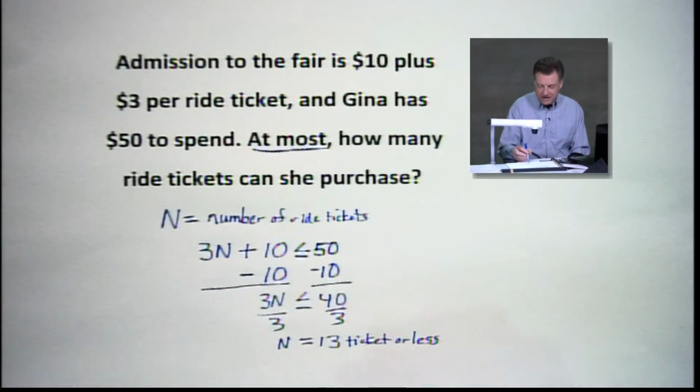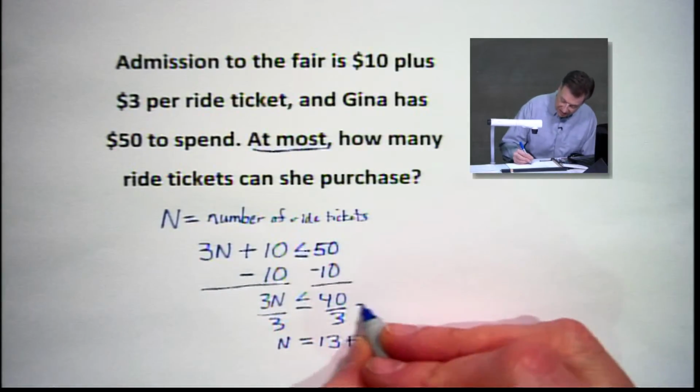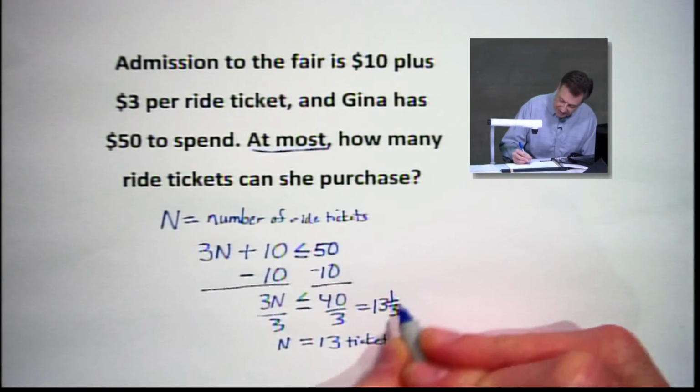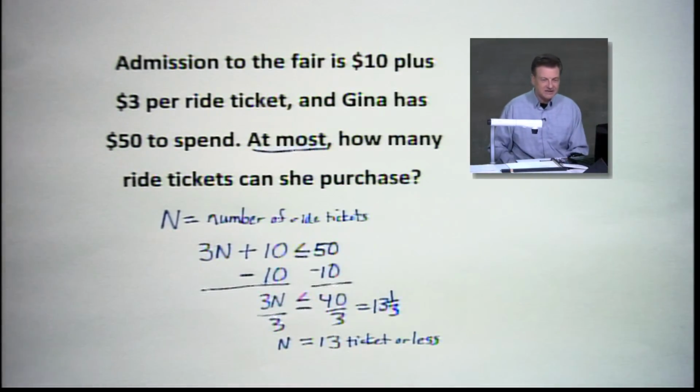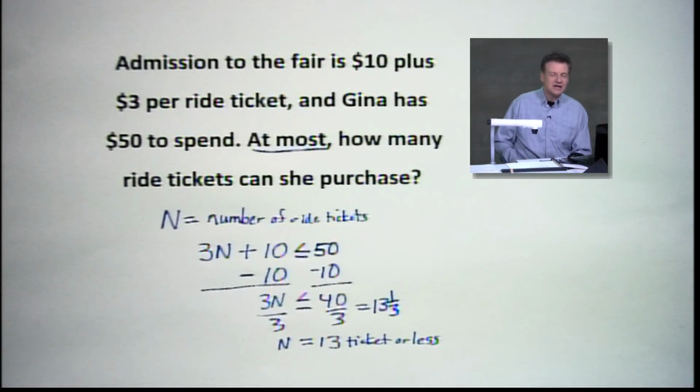So again, when we come back to the context, we get a 13 here. Although, yes, it goes 13 and a little bit more. 13 and a third is what that equals. But remember, like I said, a third of a dollar, a third of a ticket, a third of a number doesn't work. We have to go with 13, and she will get $1 to take home with her.